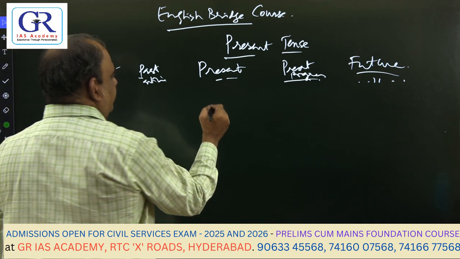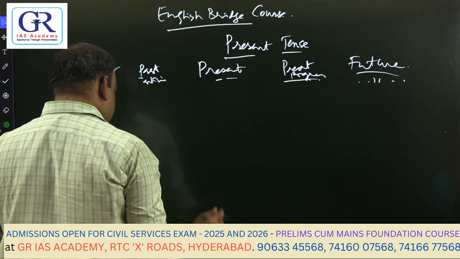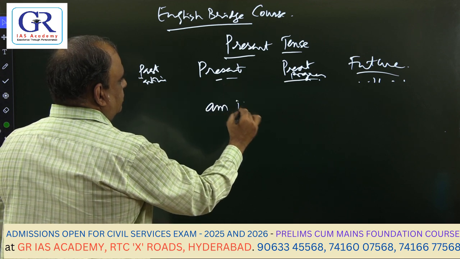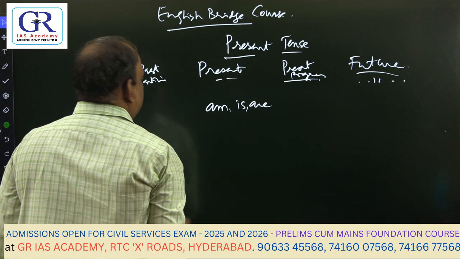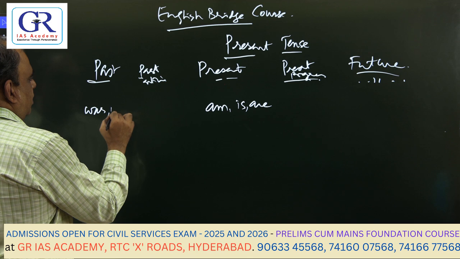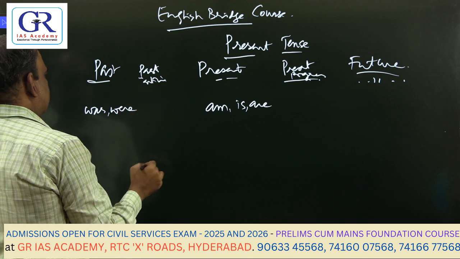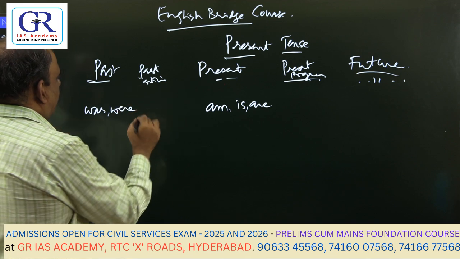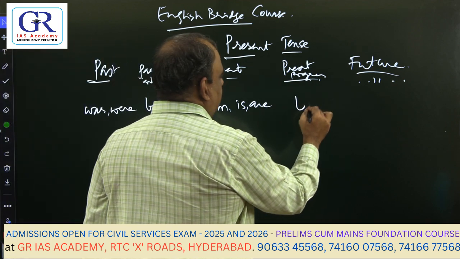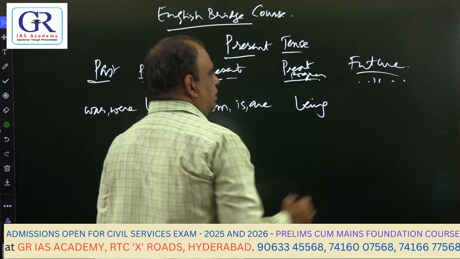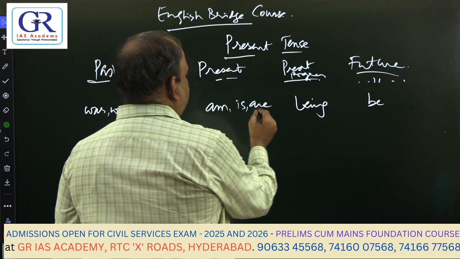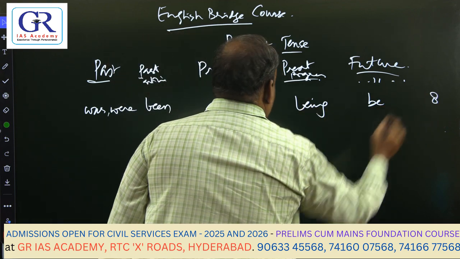Here it is am, is, are. Here it is was, were. And here it is been. And here it is being. And here it is be. So how many are there? 1, 2, 3, 4, 5, 6, 7, 8. Totally 8 be forms are there.